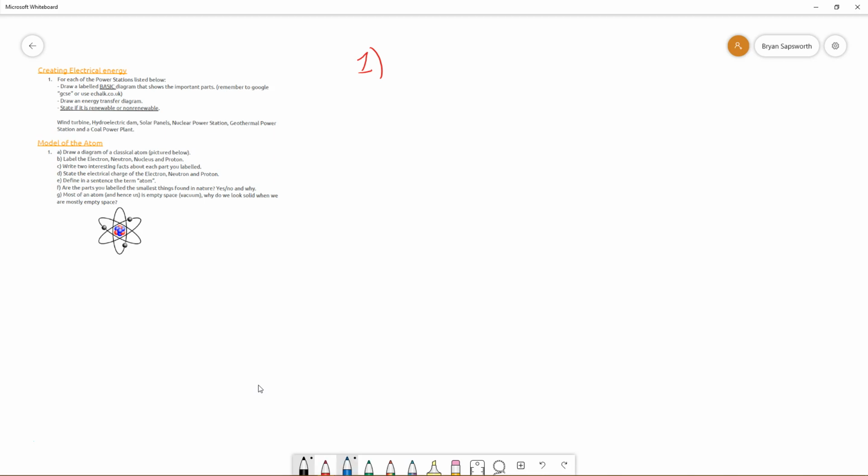So a hydroelectric dam has some water behind a dam, and then that water goes through the dam, goes through the penstocks into your turbine. This is a real basic drawing. You're going to obviously do a lot more care than me.